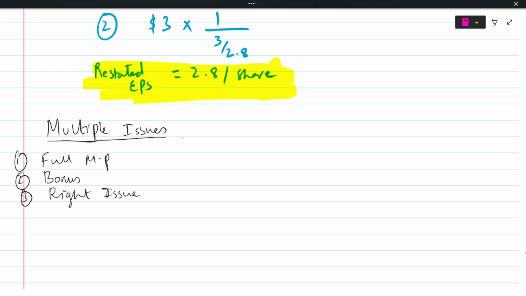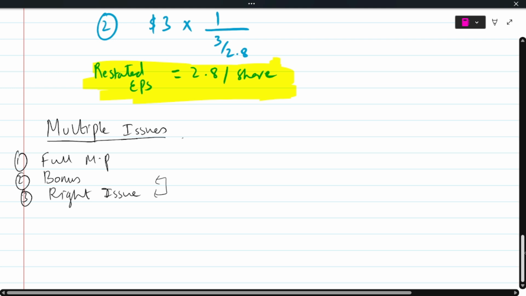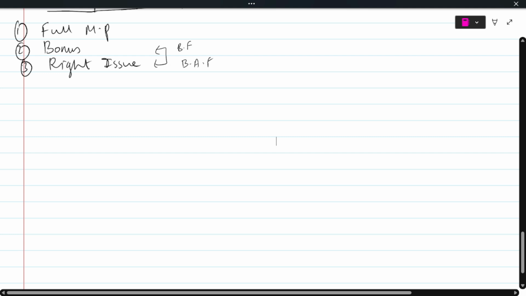But as far as bonus and right issue are concerned, you know that you first of all adjust from the beginning of the year, number one, in both the cases, and number two, in case of bonus issue, you calculate the bonus factor, whereas in right issue, you calculate the bonus adjustment factor, right? So this was just a little summary. Okay. Now we look at multiple share issue.